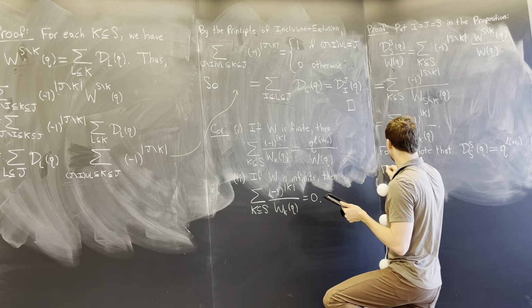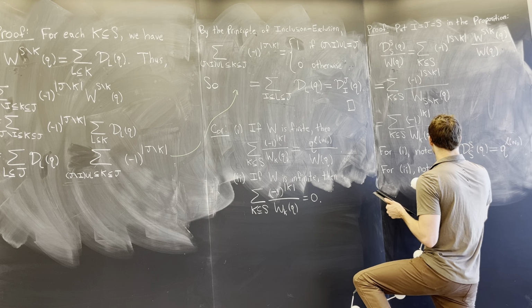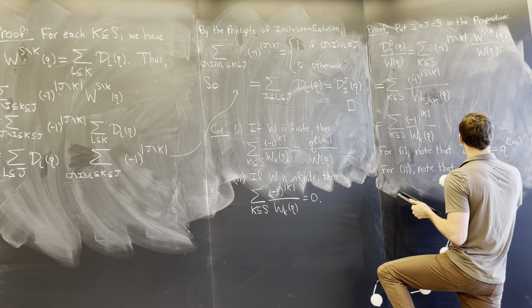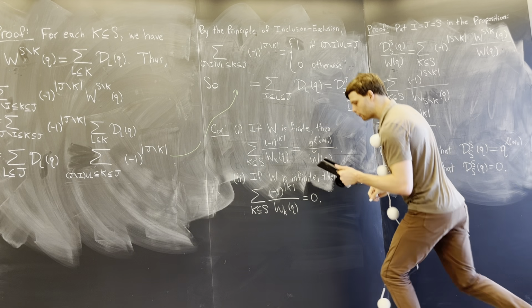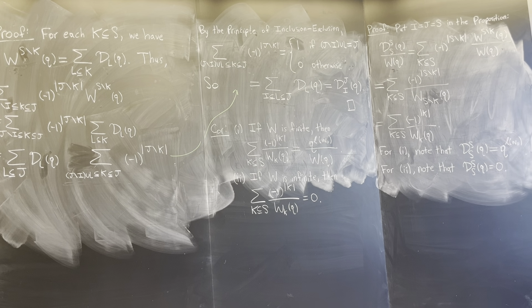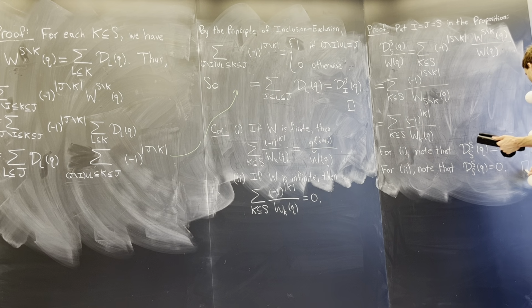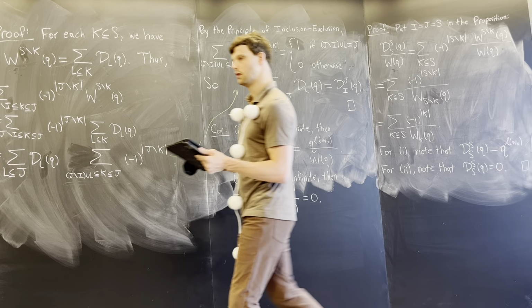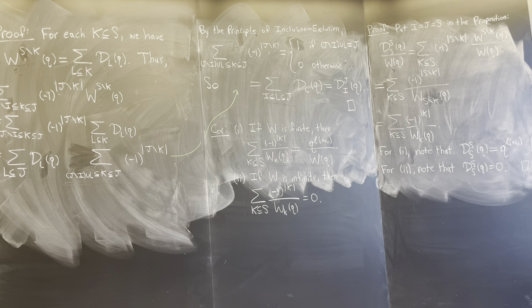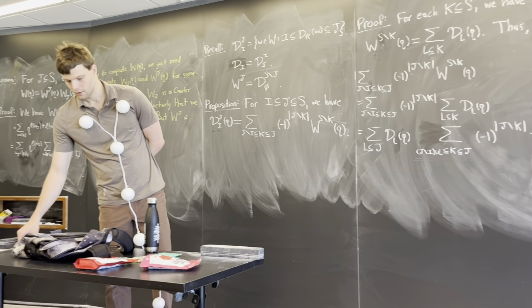And then for 2, we just note that d_SS of q is 0 if W is an infinite group, because in an infinite group there are no elements whose right descent set is the entire set of simple reflections. Any questions about that? Okay.